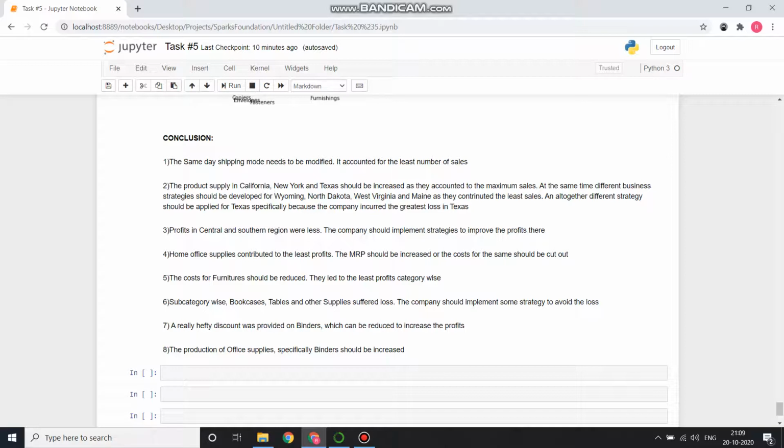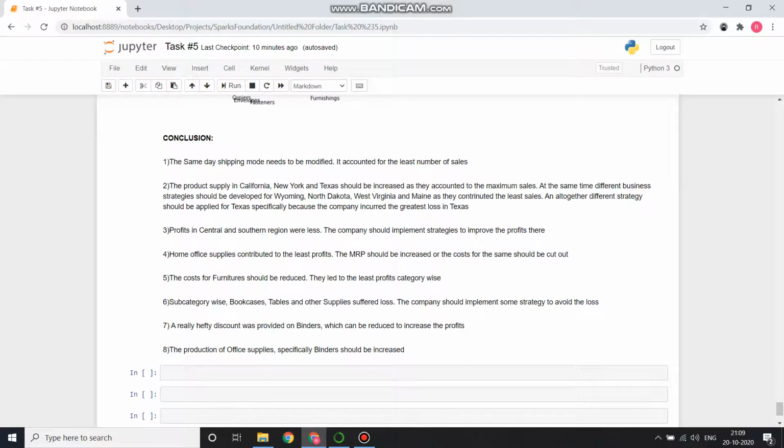And altogether, different strategies should be applied for Texas especially because the company incurred the greatest loss in Texas. Profits in central and southern region were less. The company should implement strategies to improve the profits there. Home office supplies contributed to the least profits. The MRP should be increased or the cost for the same should be cut off.